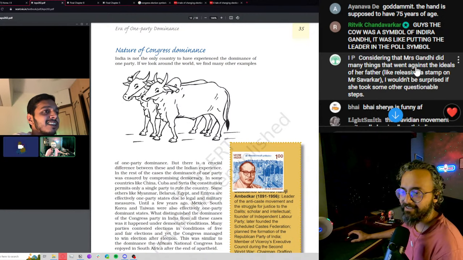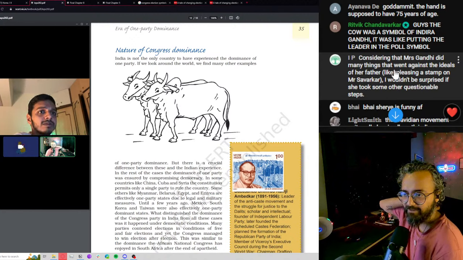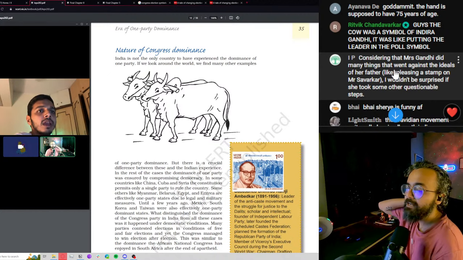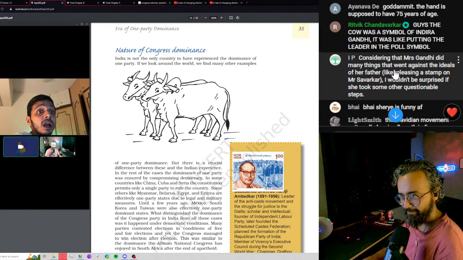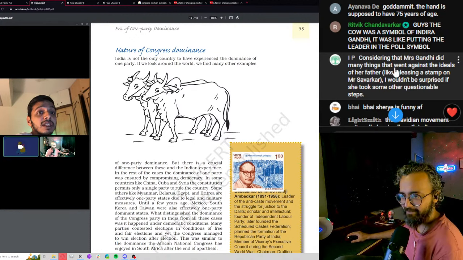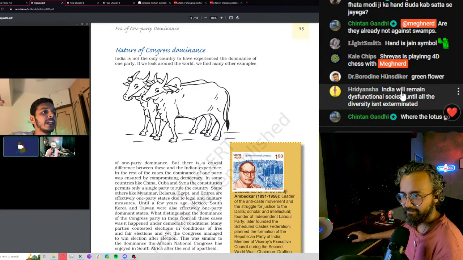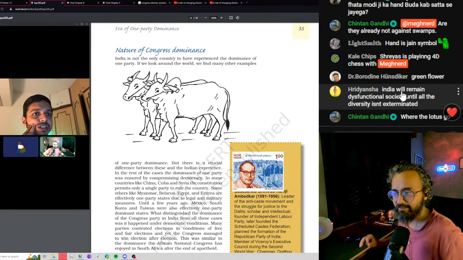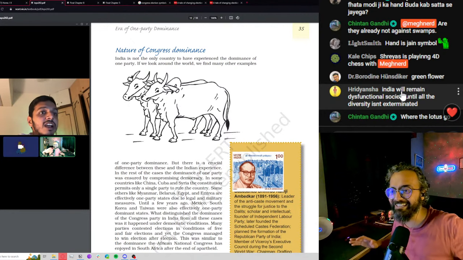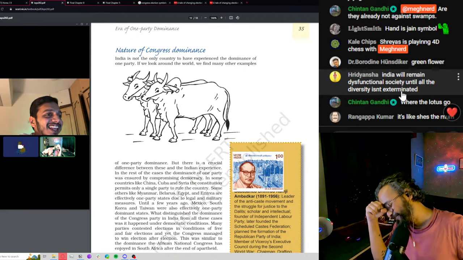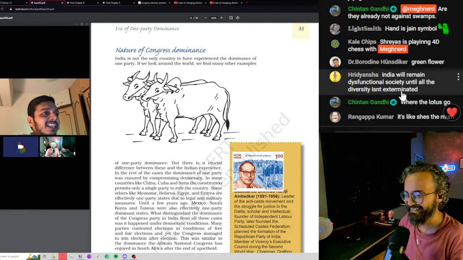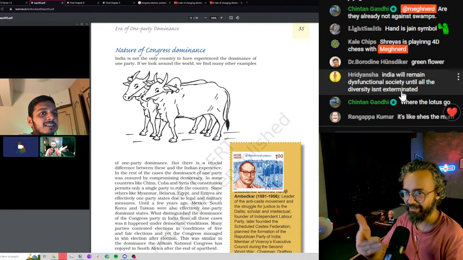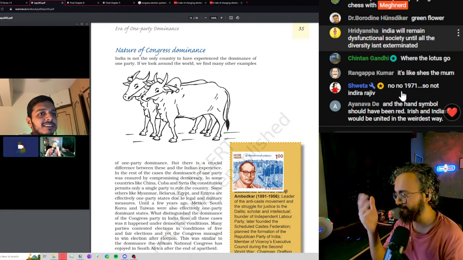Okay. Ritvik is saying, guys, the cow was a symbol of Indira Gandhi. It was like putting the leader in the symbol. So it was like Indira Gandhi and the calf is what? Rajiv Gandhi? And then there was one more symbol of a calf in a plane crash also. Kuch bhi. Oh, wow. That turned weirdly dark, but sure. Then the calf is going around and, you know, neutering other calves, I guess.